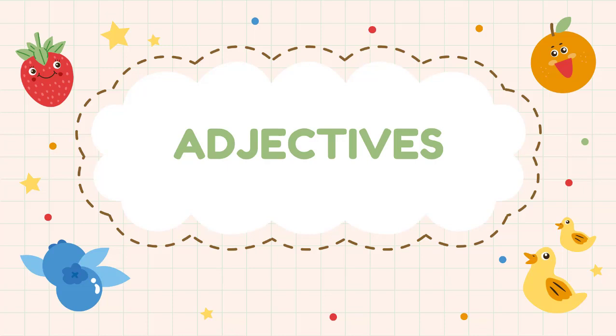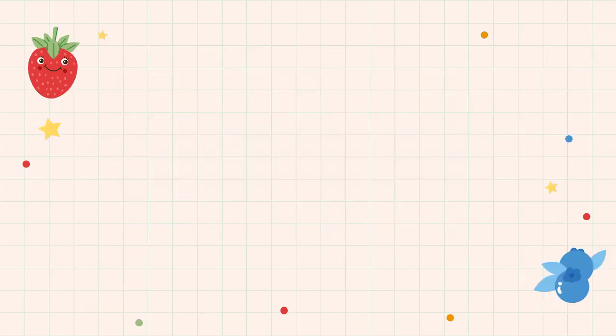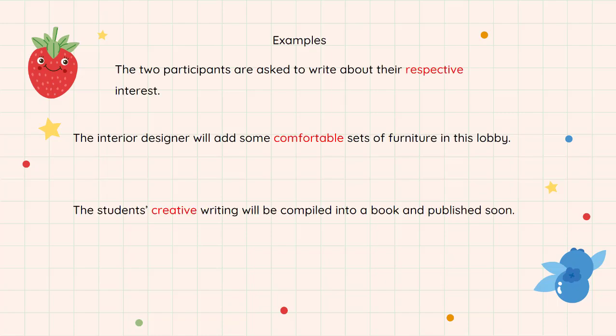We will learn about adjectives. Adjectives are to modify nouns as well as any phrase or other part of speech functioning as a noun. Let's see the examples. The two participants are asked to write about their respective interests. Respective is the adjective to modify interest, the noun.